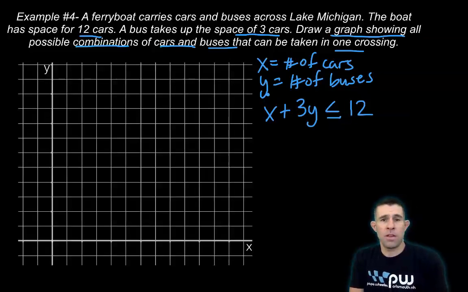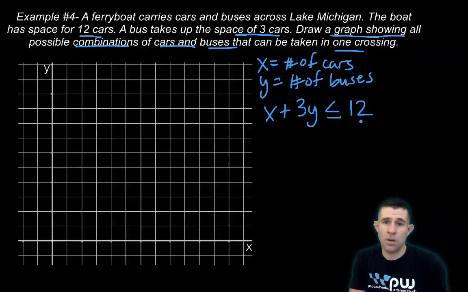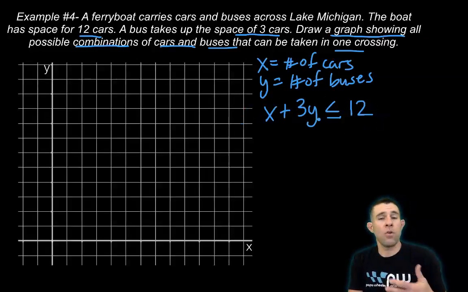So here's what we're saying here. X is the number of cars. They all count for one space. Buses, or y I should say, is the number of buses, and they all count for 3 spaces. When we combine buses and cars, they have to add up to be less than or equal to 12 spaces in order for the boat to make the crossing. So here is our linear inequality written in standard form.